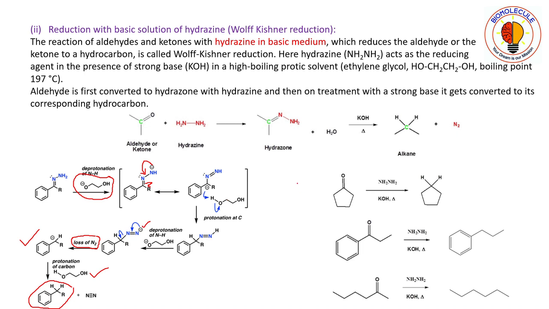Now these are some examples. Cyclopentanone, if you treat it with hydrazine and KOH in ethylene glycol, and heat it, you will get cyclopentane. See, the ketone group is converted to a CH2 group. Here also the ketone group is converted to a CH2 group. Similarly here the ketone group is converted to a CH2 group, under the same conditions.